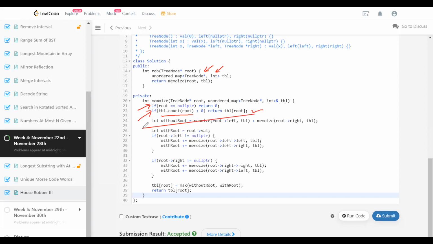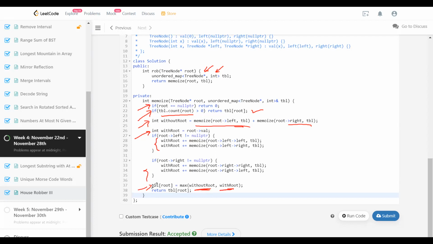Look at the without path, it is simple here. In the without path, I just call memoize of left and memoize of right. For the with path, to start with, I'm going to include root val. And if left exists, I'm going to call with root dot left dot left and root dot left dot right. So these two, I'm going to add to that with root value. Similarly, for the right side also, I do that. And finally, the answer for memoize of root is going to be the max of these two possibilities, with and without, right? So I'm going to update that in the table and then return the value, so that it does not have to be solved again.